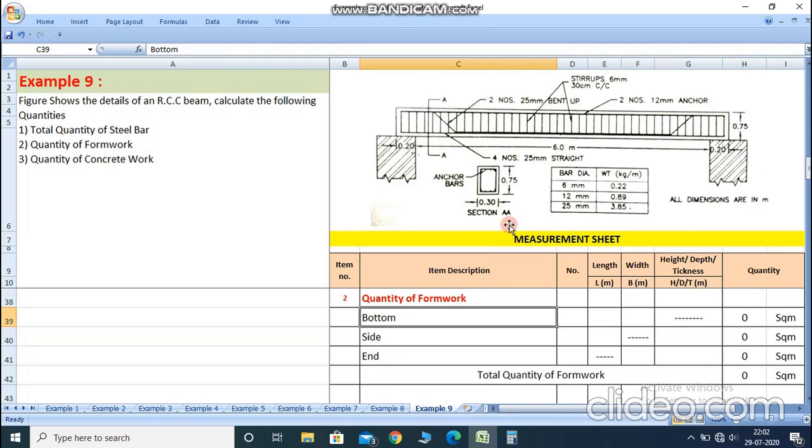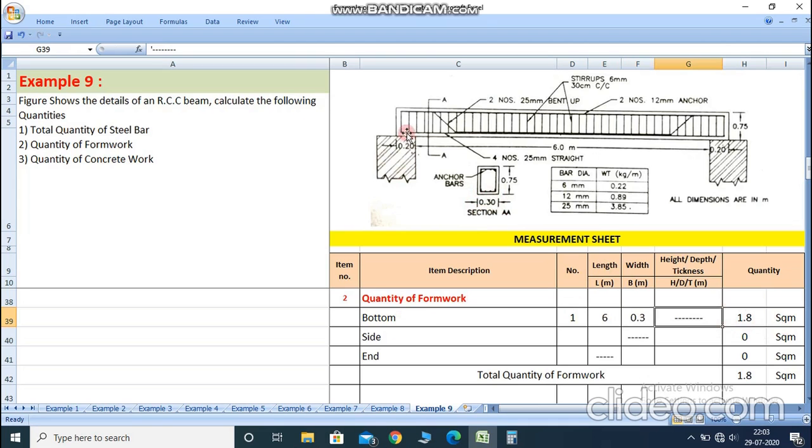Here formwork is provided at the bottom, side and end. These three parts of formwork are required. In the bottom part, see this cursor point, only a single formwork is provided. So right here 1. Then the length is 6 meter, the span, so right here 6 meter. Then the width we got from section A, so it's 0.30. So 0.30 is the width. So the total is 1.8 square meter, the quantity of formwork required for the bottom part.